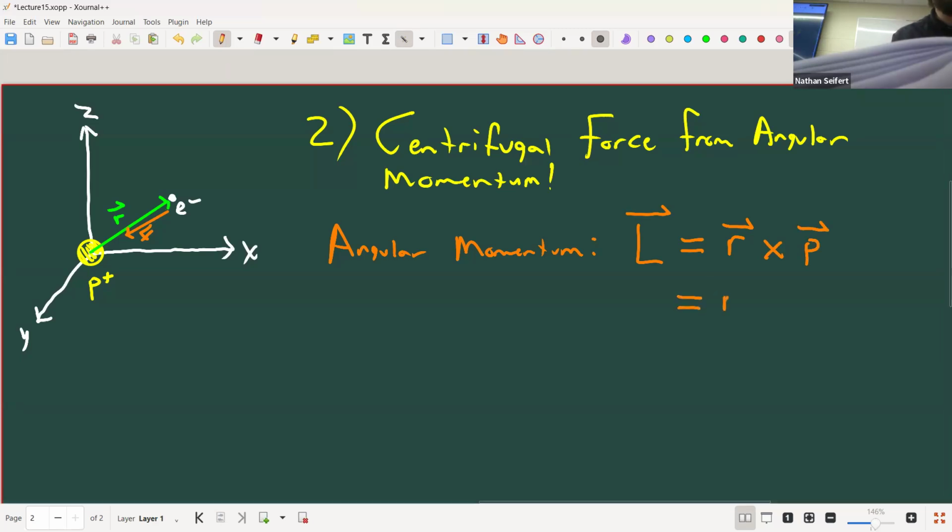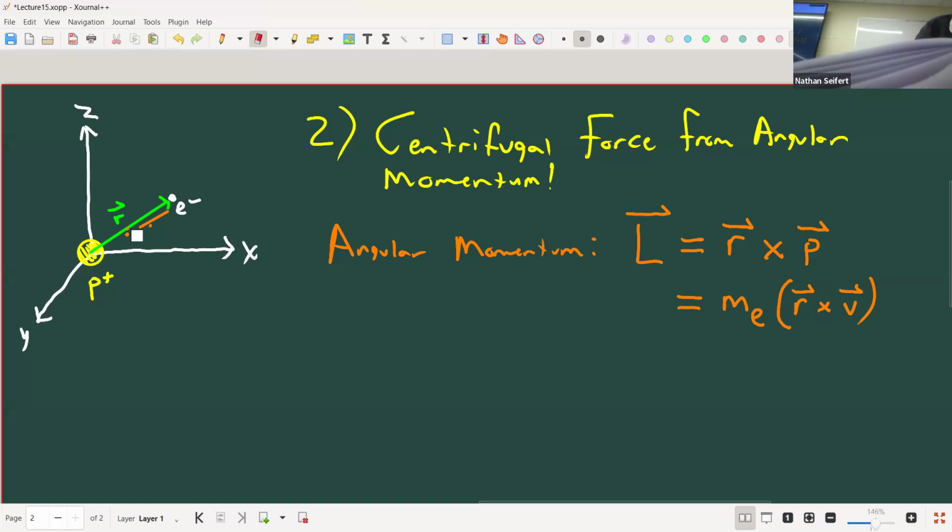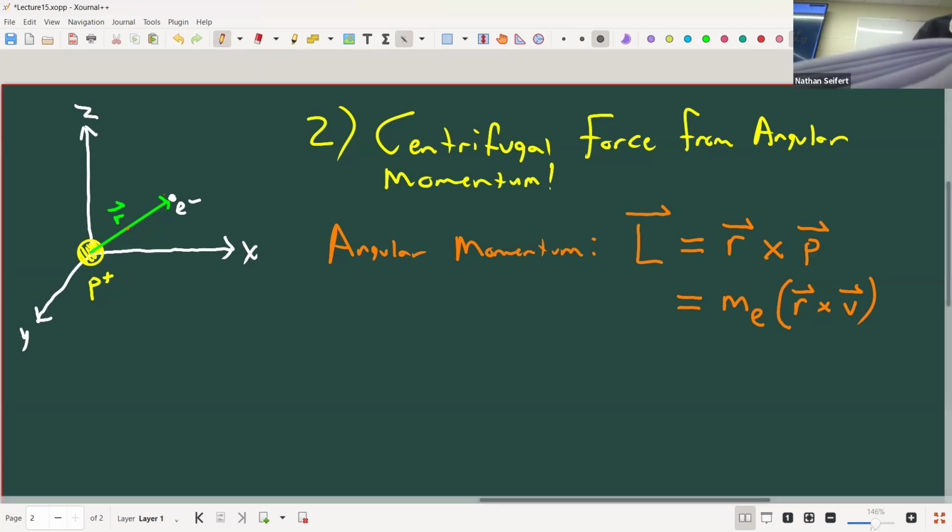And another way we could write this is M, the mass of the object, so that would be the mass of the electron, times the displacement times the velocity vector of the system, right? Because P is equal to mv. Okay, so let's look at our problem here, our coordinate system. We have R, and we're going to apply some momentum in some direction around the proton. So let's say, for instance, I'm pushing the electron in this way.